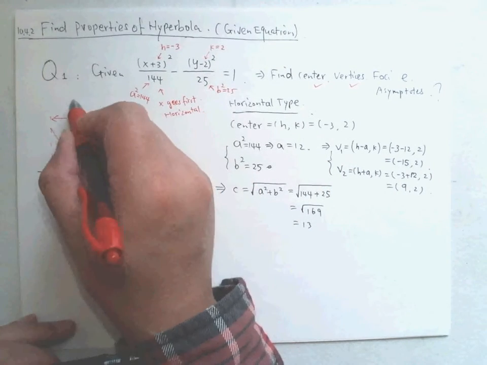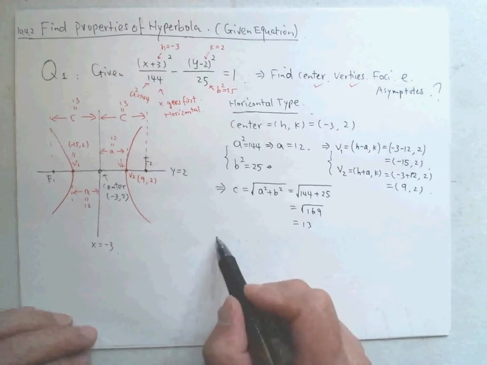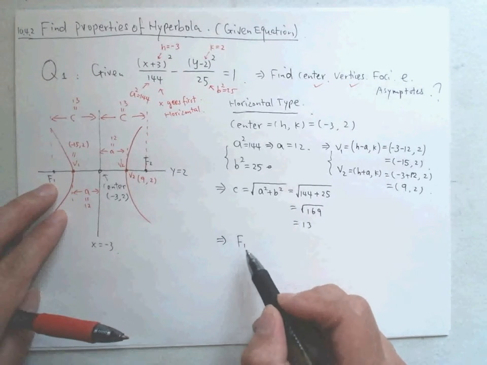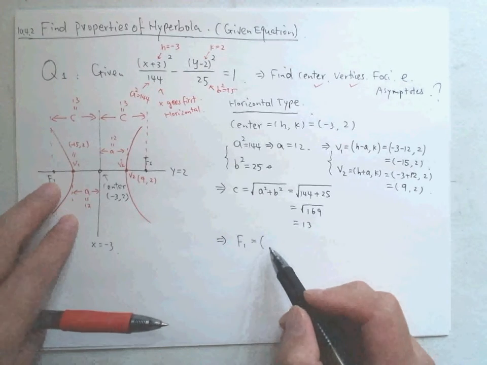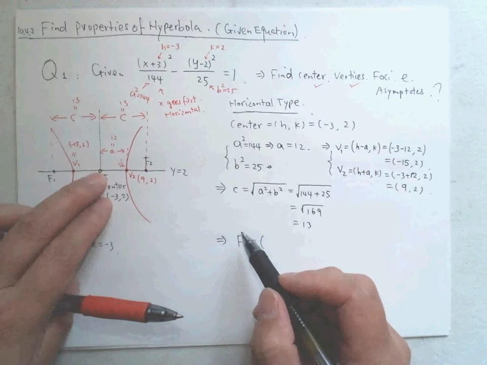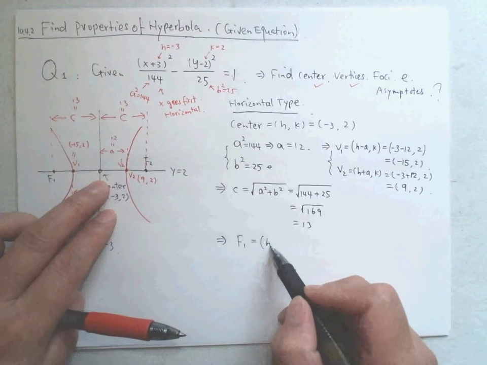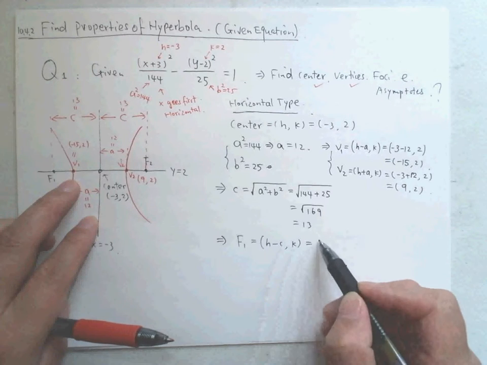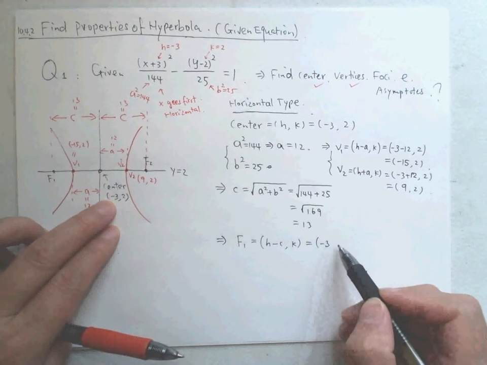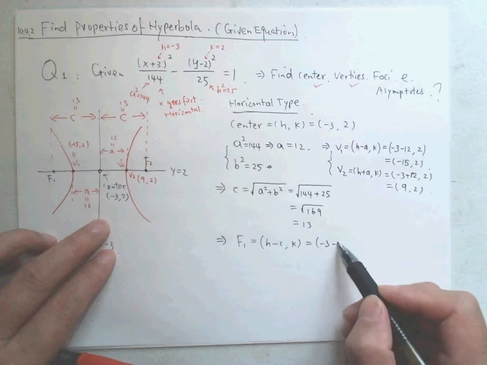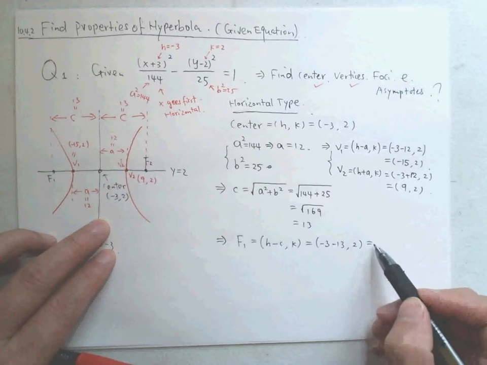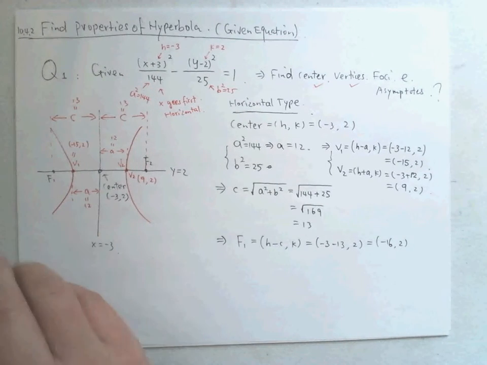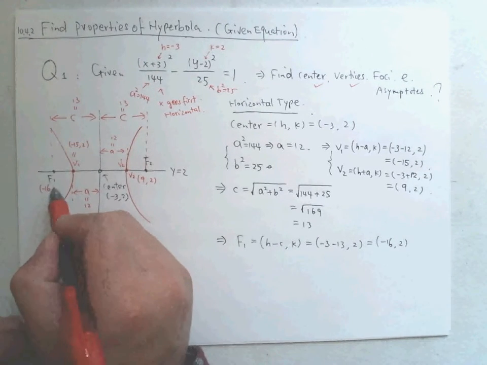So I put it here, 13. From this we can find the foci. So what is F1? F1 should be like this. If we look at the formula, this formula shifts to the left, so this is H minus C, and K does not change. If you like a formula, you use this. H is negative 3, C is 13, so minus 13. K is 2, and the calculation gives negative 16, 2. Good, I find F1. This point is negative 16, 2.